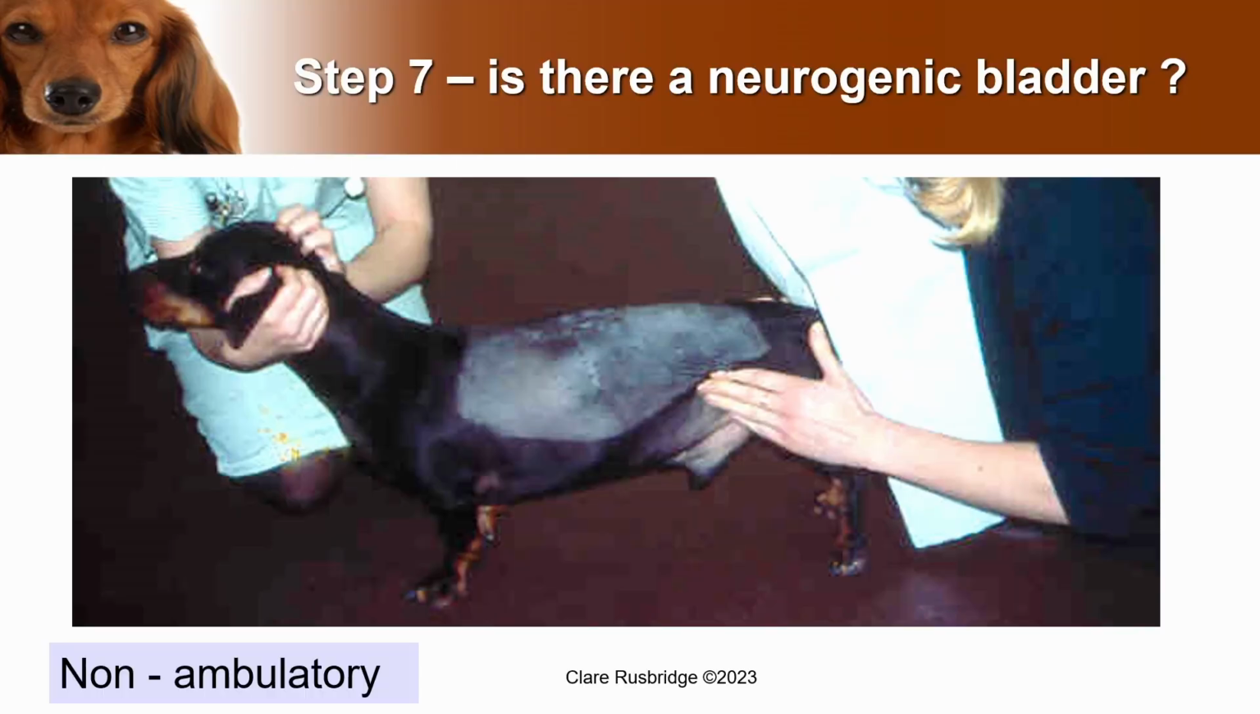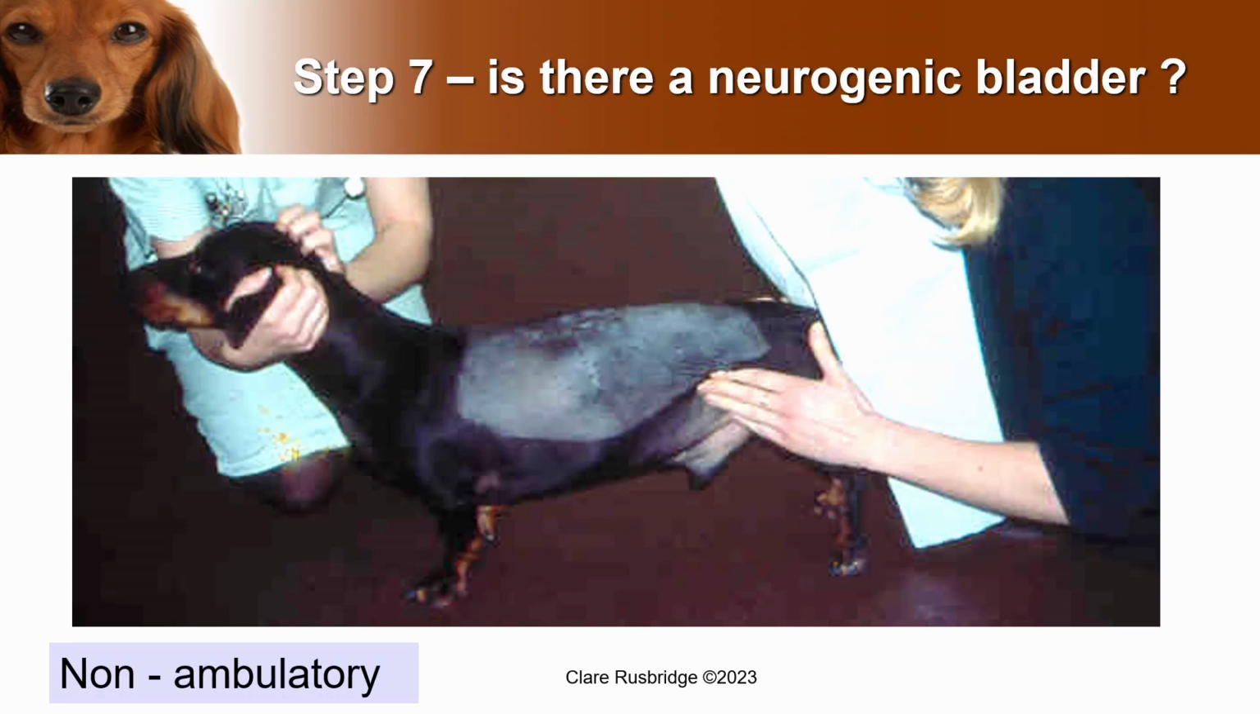So the final step is to assess whether or not there is a neurogenic bladder. Again, this is in a non-ambulatory animal. Now, it may be that you won't be able to feel the bladder. Certainly if you've been presented with the animal acutely, it may not be possible to tell, but it's something always to watch in any animal that is non-ambulatory, and you can assume that if the dog has lost deep pain perception that they will have a neurogenic bladder and that you will need to manage that.